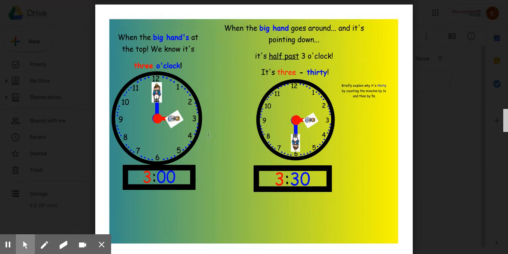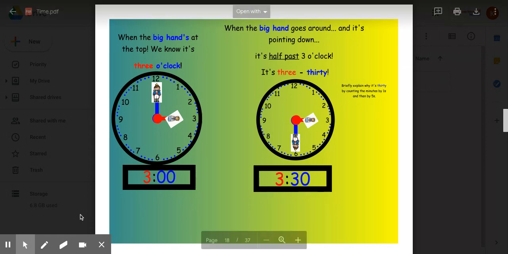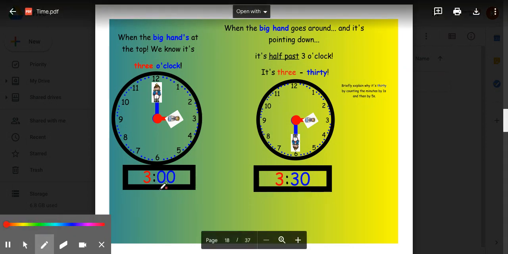So remember, when the big hand is at the top, we know it's 3 o'clock. That is telling time to the hour. So this analog clock shows that it is 3 o'clock. But when the big hand goes around and it's pointing down, it's 3:30.